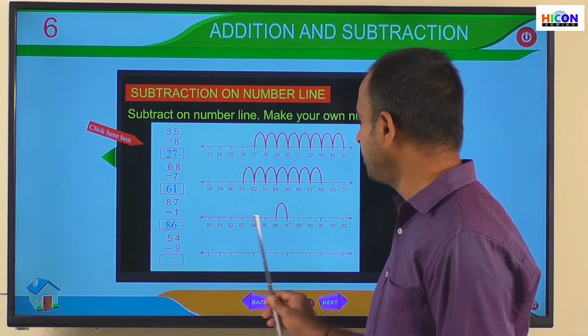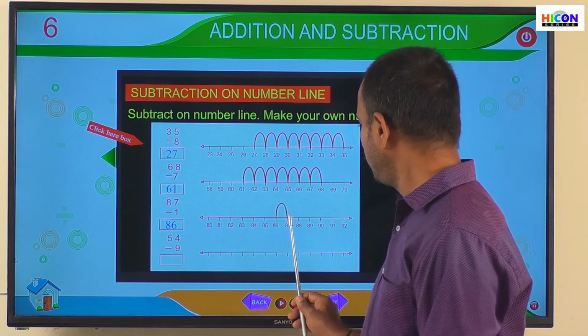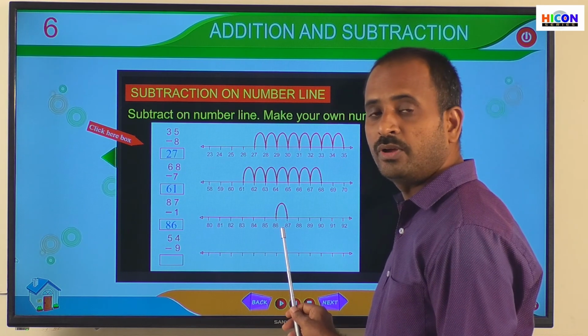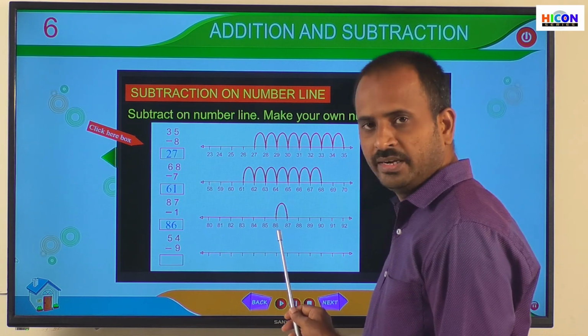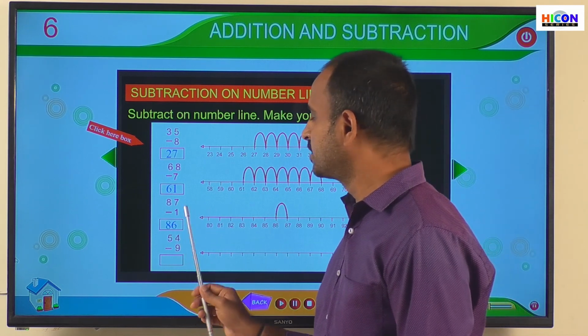And what is the second number? 1. That means you have to move one step backward. So move one step backward. And after moving one step backward, what number have you reached? You have reached the number 86. So this 86 is the answer. So write 86 in the box.